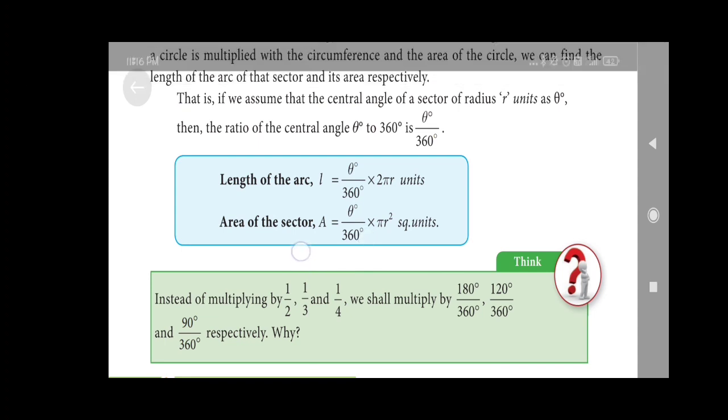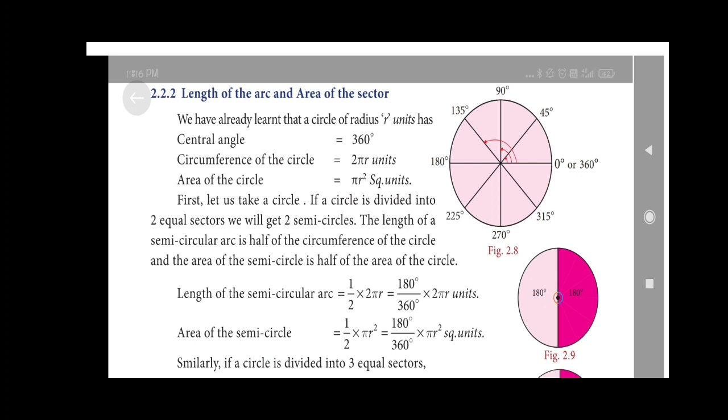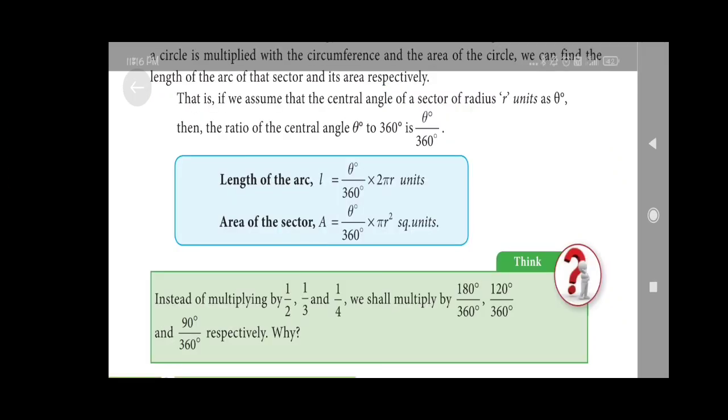Then from this we can understand the length of the arc. So what is the length of the arc? Here you can see, from 45 degree to 180, this is one arc. Then 0 to 180 is also called an arc. Understand? So for the length of the arc and the area of the sector, we assume the central angle of a sector of radius r units as theta degree, because we don't know the value.